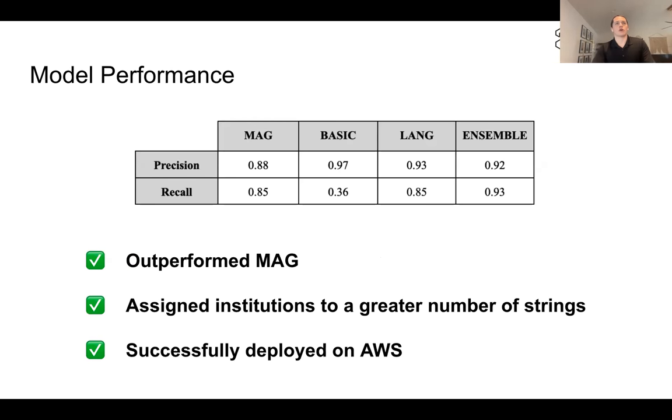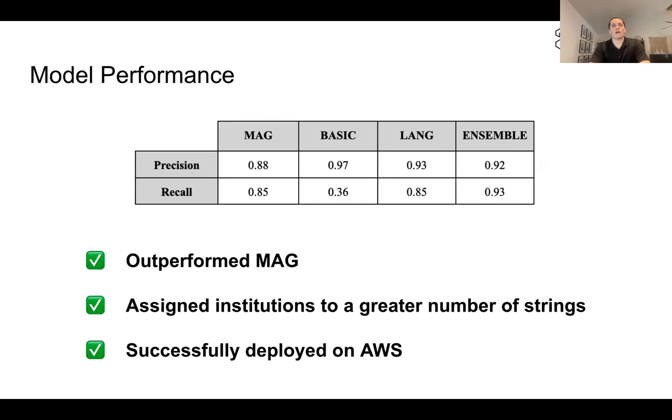And then just overall model performance, the basic and the language that you see here, those are just two different models. If we were to use them on their own, that's the kind of performance they would get. And then the ensemble on the right is what the final performance was for our model by combining those two. So you can see there's a huge increase over using just one of the models on their own to getting an ensemble model.